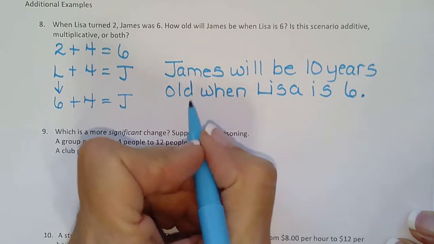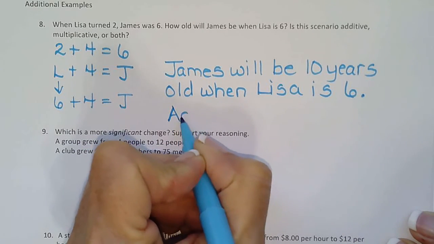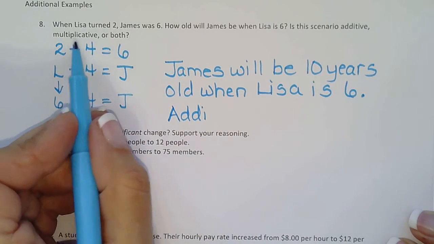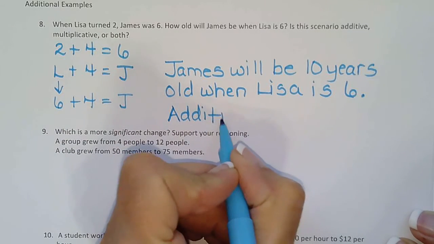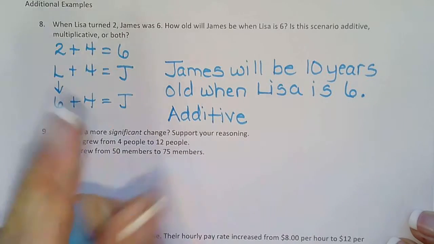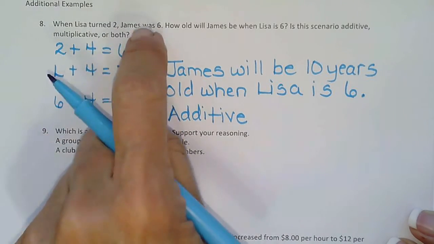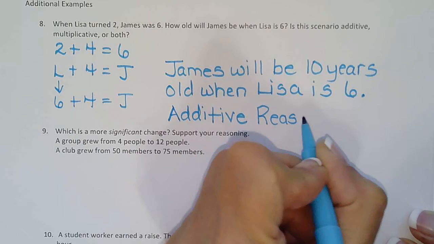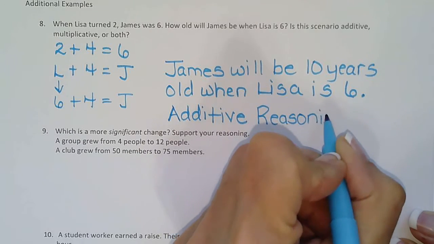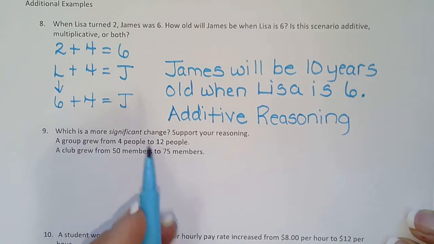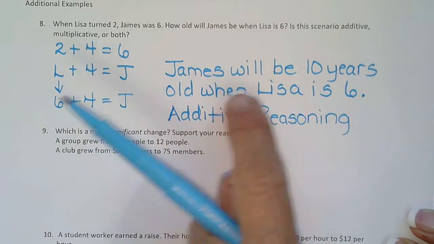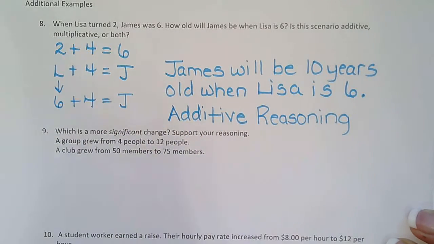And this is additive reasoning, because notice it does say, is this additive, multiplicative, or both? It's definitely not multiplicative because a multiplicative only holds for that first year, 2 times 3. So now we've answered both the questions. James will be 10 when Lisa's 6, and we used additive reasoning.